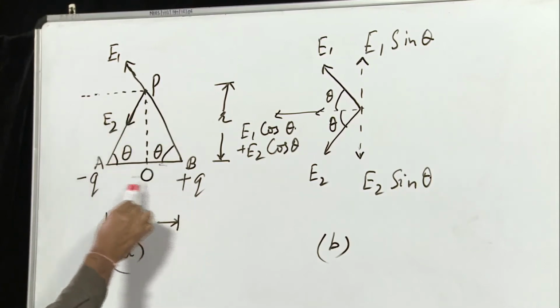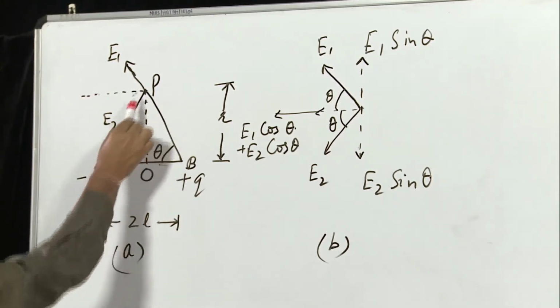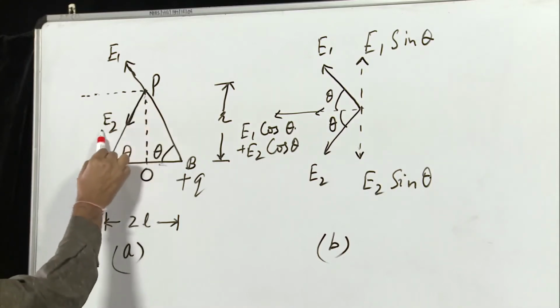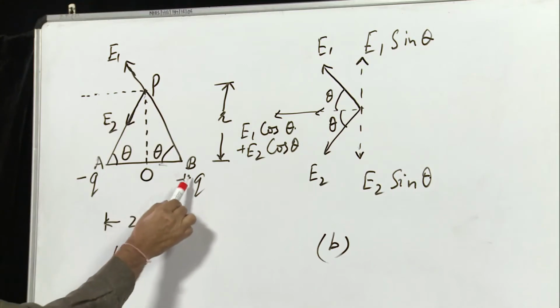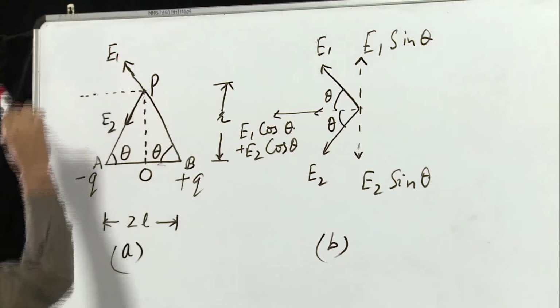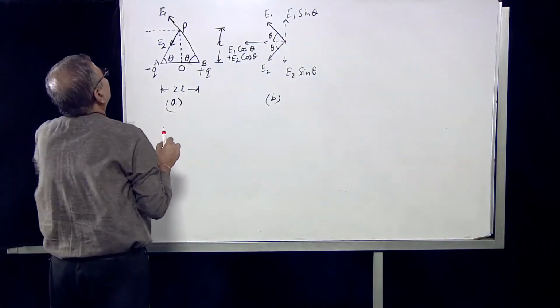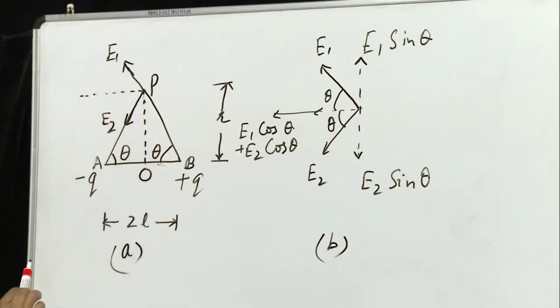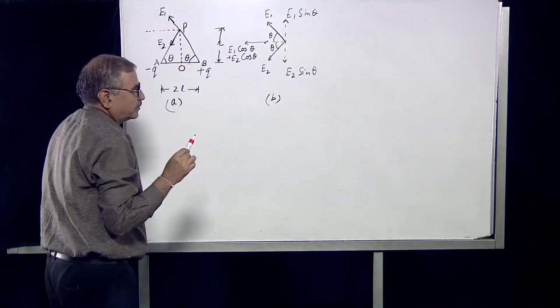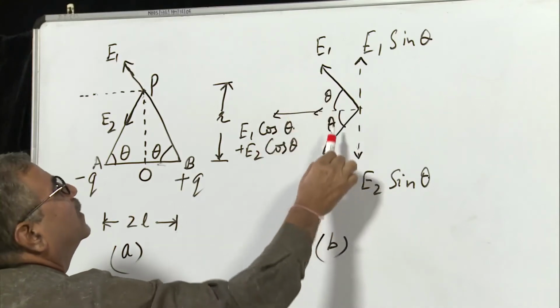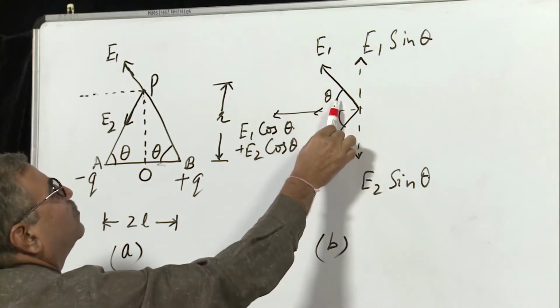Now, the field due to charge minus q will be directed along PA. It is depicted by E2. Then the field due to charge plus q will be along BP. It is depicted by E1. Now, as E1 and E2 will be equal in magnitude, but their directions are different, so they are to be resolved into components. So, in figure B, we have resolved E1 and E2 into components. This angle will be theta, this angle will also be theta.